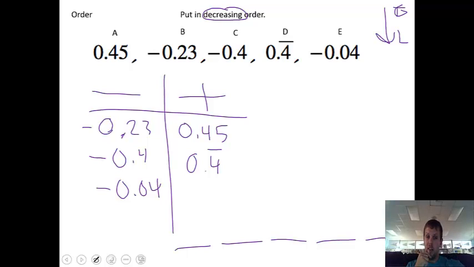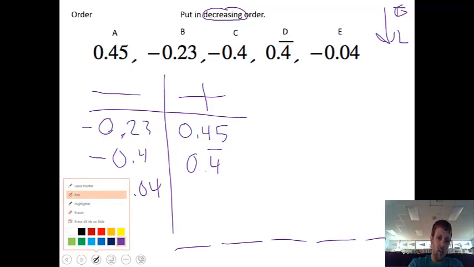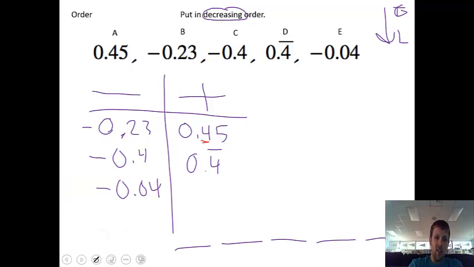So my first positive is going to be, well, if I look at the tenths, here, let me change colors. If I look at the tenths, I realize that they both have the same tenths. So that means I have to look to the next, which is the hundredths. This guy has 5 in the hundredths. What does this guy have? Well, since it's a repeating decimal, he has another 4. I do know that 45 is bigger than 44, so I would put 45 first, since it is the greatest. Then I can put the 0.4 repeating.